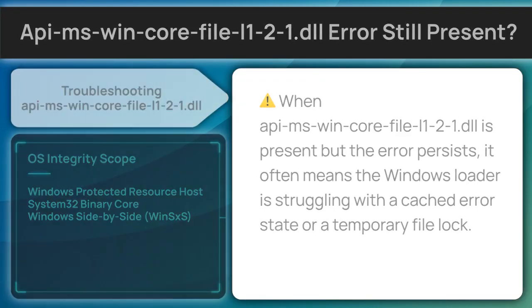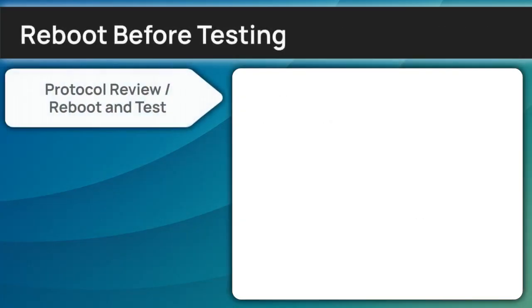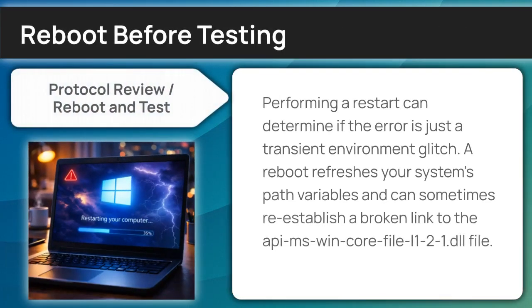the OS. A simple restart can resolve file in use errors that mimic a missing Windows core file API message. It's a low-effort step that ensures your operating system starts with a clean execution stack.